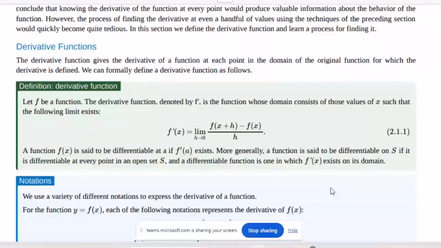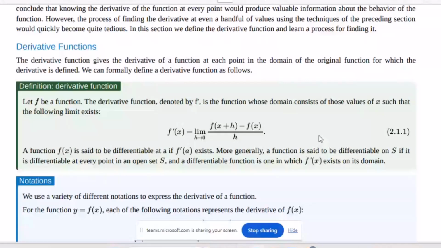Meaning, the derivative, what am I saying? We say, let f be a function. The derivative function denoted by f prime is the function whose domain consists of those values of x such that the following limit exists. Meaning, the derivative is equal to the limit of f of x plus h minus f of x all over h as h approaches 0.